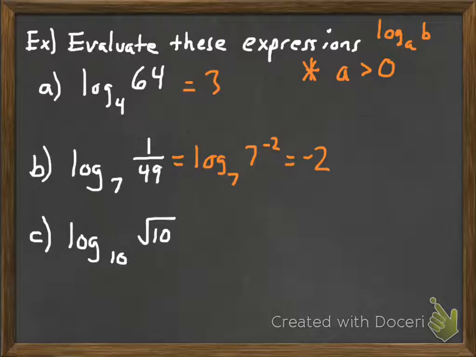Alright, log base 10 of the square root of 10. Well, we just got done learning that the square root of a number is the same thing as raising that number to the 1/2 power. So when I ask for log base 10 of the square root of 10, that's really asking what power of 10 gives me 10 to the 1/2 power. And within that question is really the answer, isn't it? 1/2 would be the value of that logarithm. Hope you're getting the hang of it.